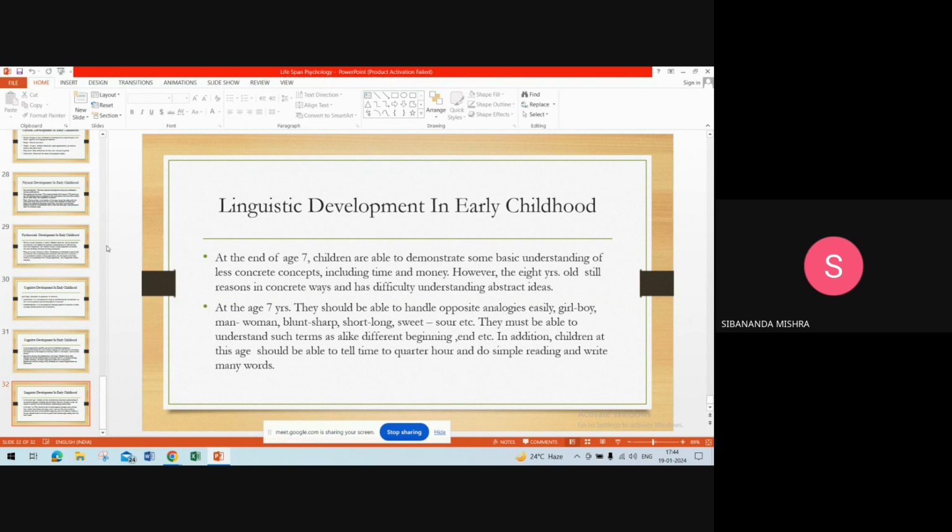Next is development is plasticity. Infants who have a hemisphere of the brain removed shortly after birth. You should know the treatment for epilepsy. Epilepsy is a disease, you know, everybody, epilepsy.